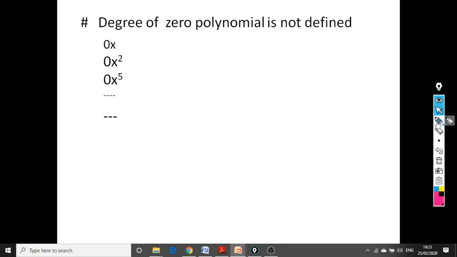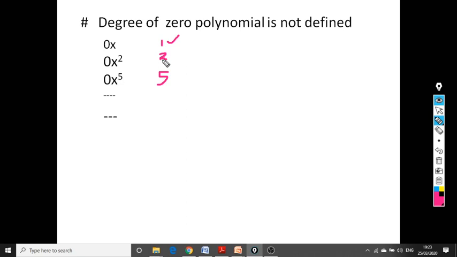In the first case, the degree is 1 as 0x square. When we solve it, the answer is 0, but the degree is 2. In the third case, I am taking the example of 0x to the power 5. In this case, the degree is 5. So you see that in the first case, the degree of a zero polynomial comes to be 1.